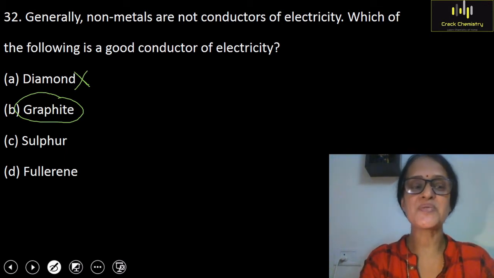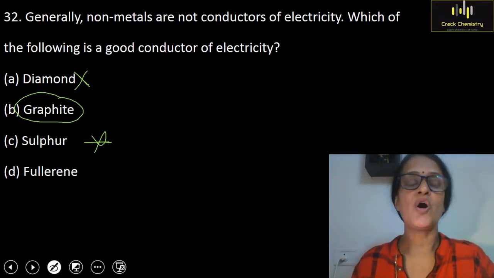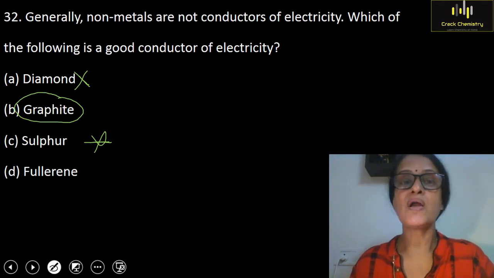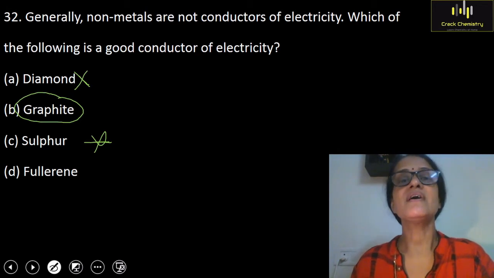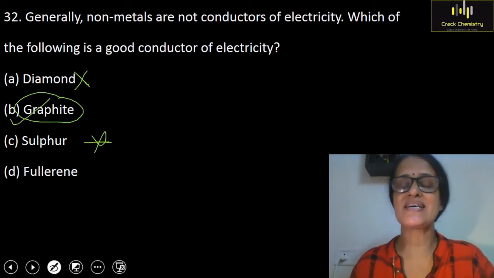If we look at the option C, which is sulfur, sulfur being a non-metal, it is also not a conductor of electricity. Similarly, option D is fullerene. It is also not a good conductor of electricity. Fullerene is also an allotrope of carbon. Children, whatever options have been given, option A, B and D all are the allotropes of carbon. So among these allotropes of carbon, the conductor is graphite. The credit goes to its structure. Because of the presence of free electrons, its electrical conductivity increases.